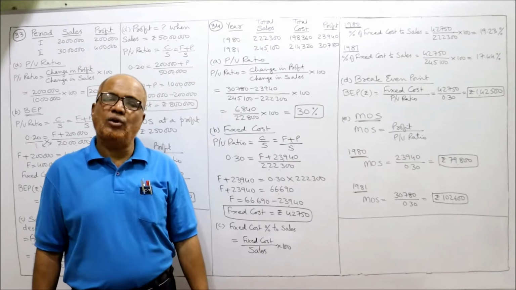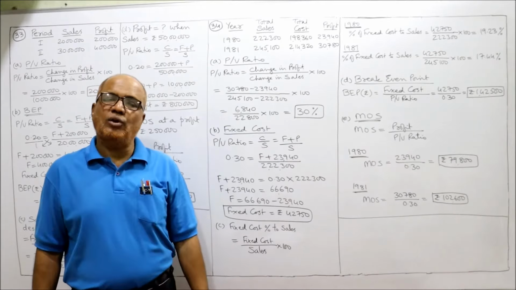Fourth question, break even point. We know the formula. In every problem we are applying the formula for BEP. The break even point is equal to fixed cost divided by PV ratio. Fixed cost already calculated, 42,750. PV ratio already calculated, 0.3. So 42,750 divided by 0.3, 1,42,500 is the break even point.